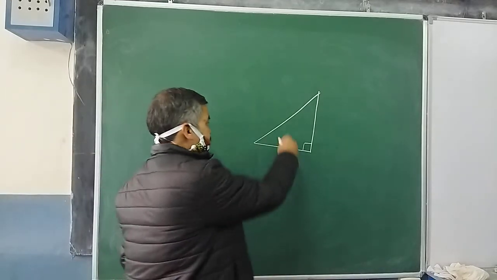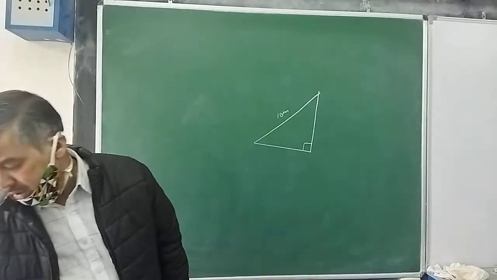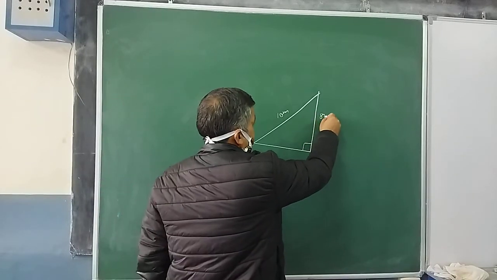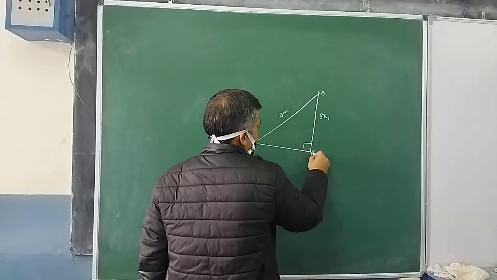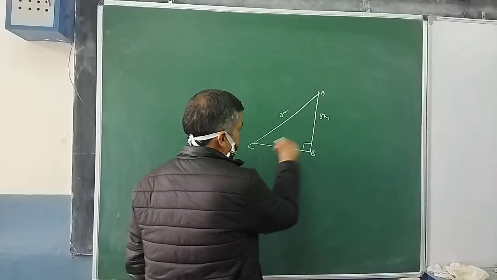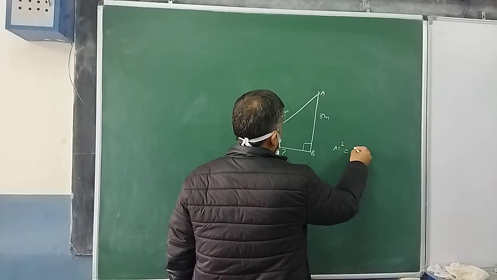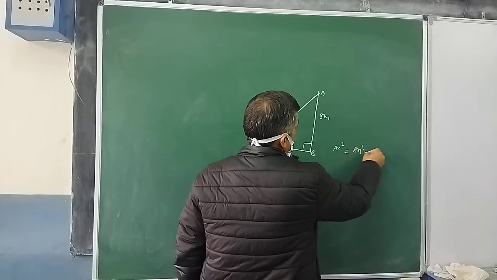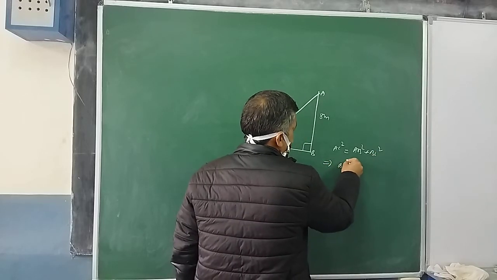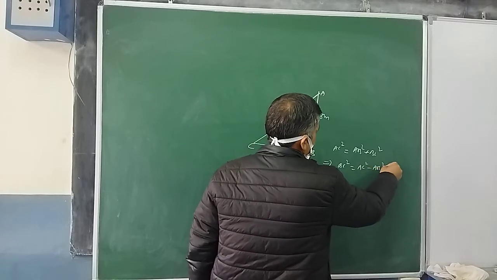The ladder's length is given to you, that is 10 meter, so you can mark that, and the window is 8 meter above the ground. Suppose this is A, this is B and this is C, so you have to calculate BC. All of you can solve that by applying AC square is equal to AB square plus BC square, so this will make BC square is equal to AC square minus AB square.